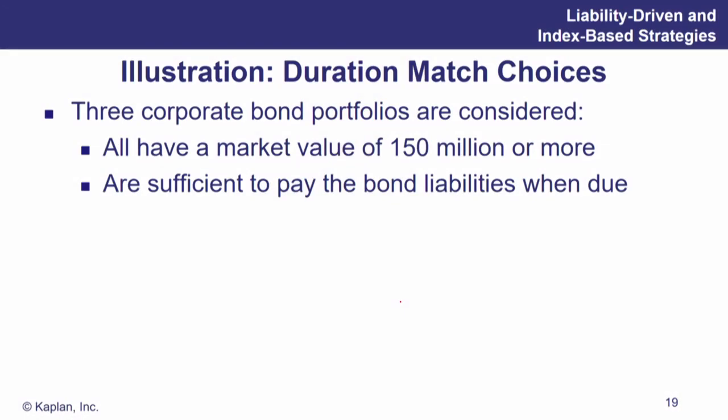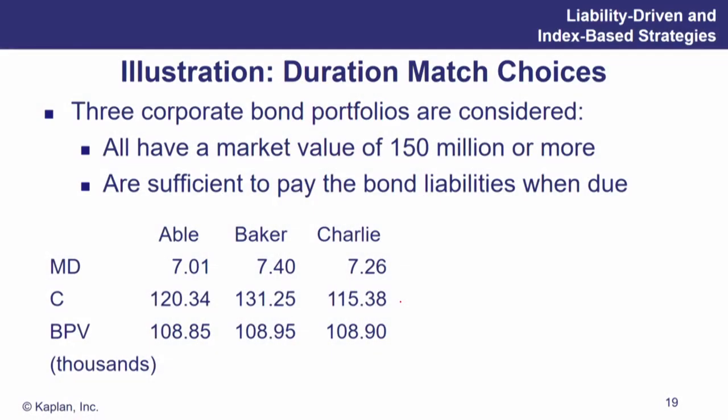So 3 different corporate bond portfolios of assets are to be considered. They all have a market value of 150 or more. So we can't just say one of them costs more or less. We don't know what's cheaper. They'll all be sufficient to pay the liabilities. So we can't make the decision based on that. All are acceptable at that simplest level of analysis. So here is your data.